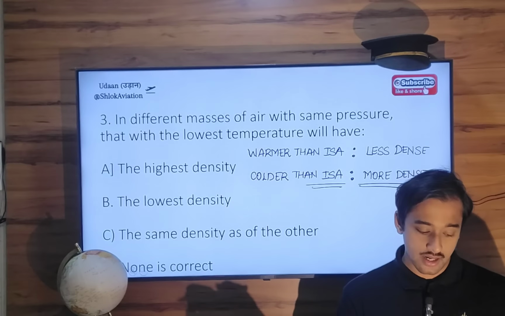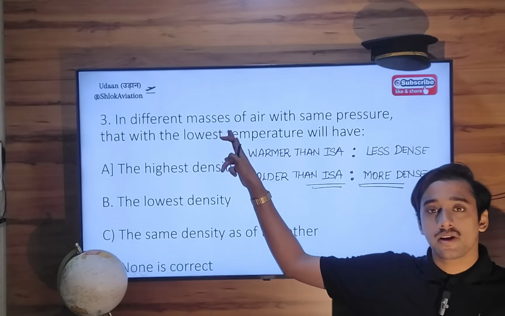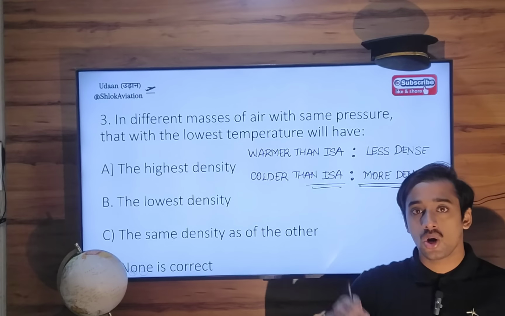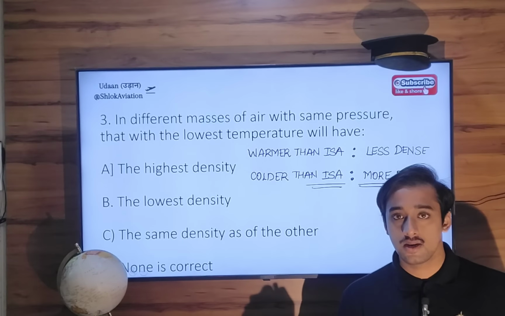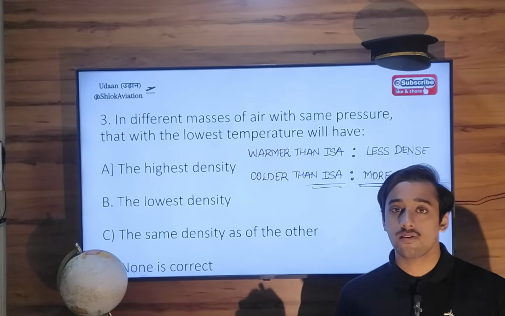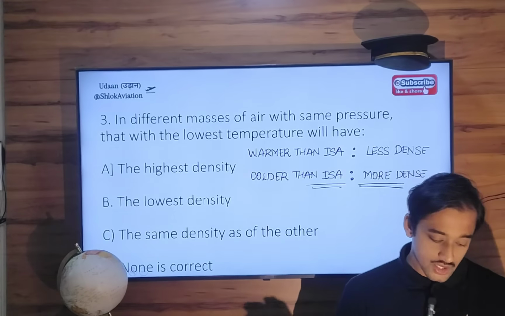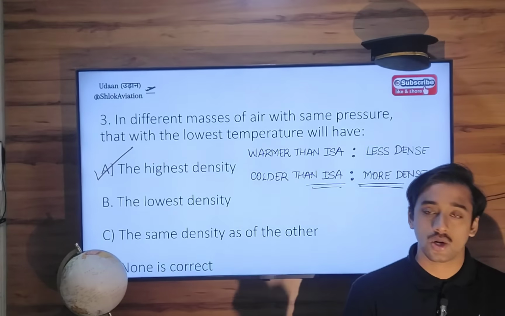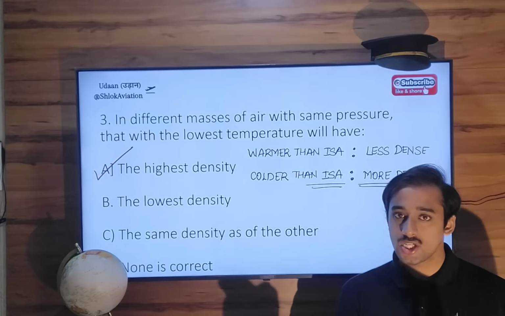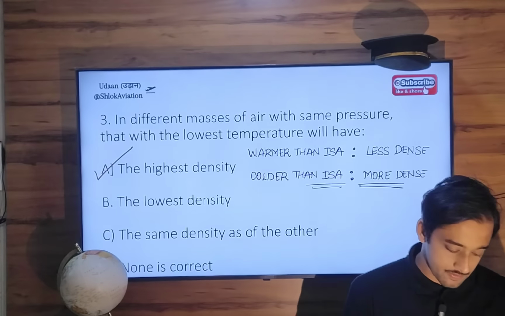Okay, so remember that. In this case, there are two different air masses, and one of them has a lower temperature compared to the other. The air mass which has the lower temperature will have a higher density of air. So option A will be the correct option. Low temperatures mean high density. Warm temperatures mean low density. Remember that. Next, question number 4.